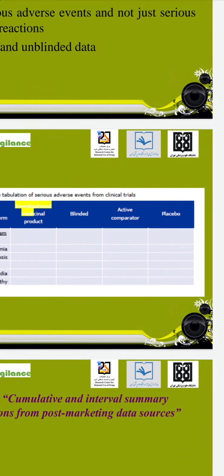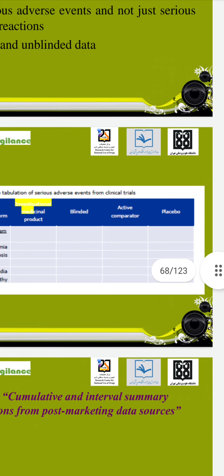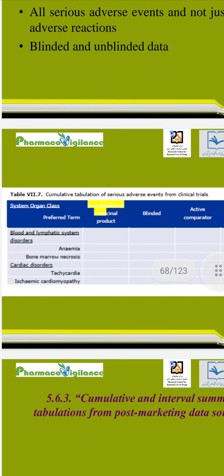What is the active comparator here in the examples, and what is the placebo? Placebo for blood and lymphatic system, active comparator for blood and lymphatic system disorders, blinded. What is that medicinal product for this system organ class?